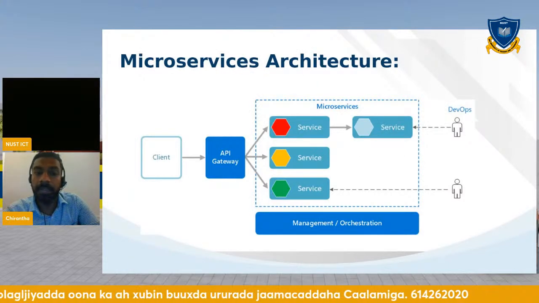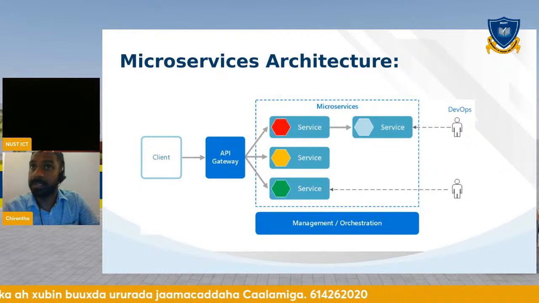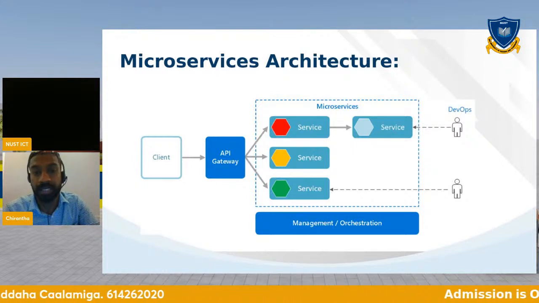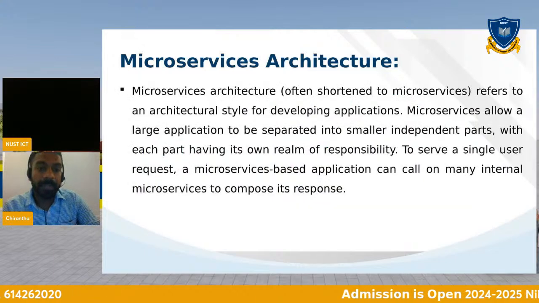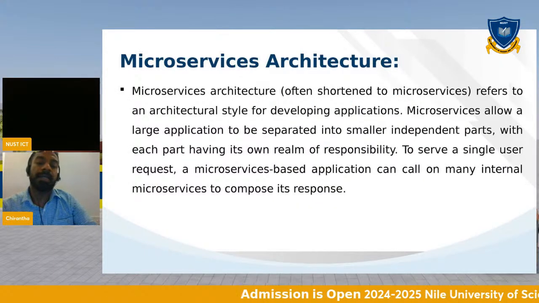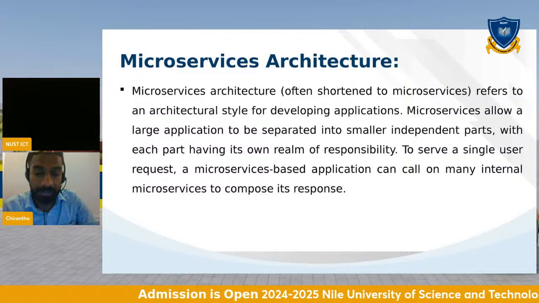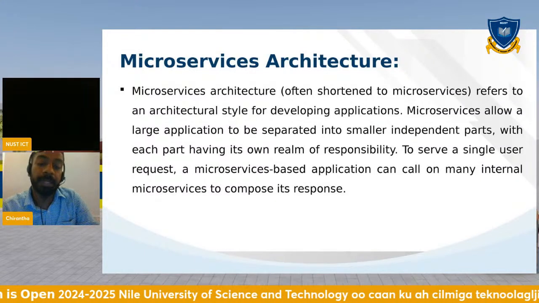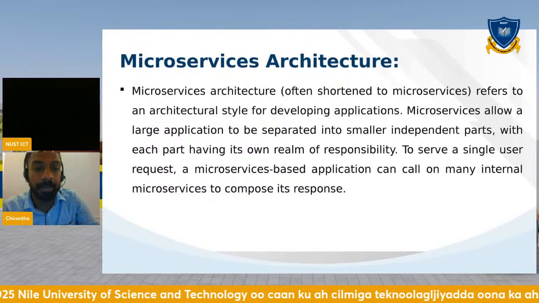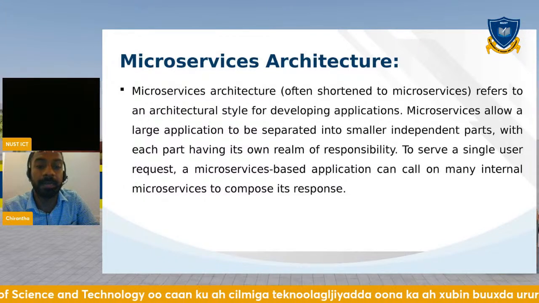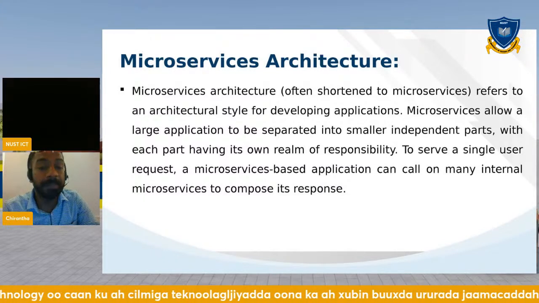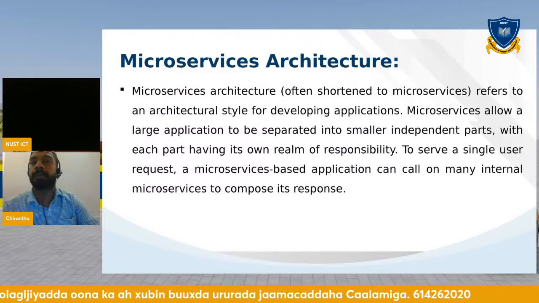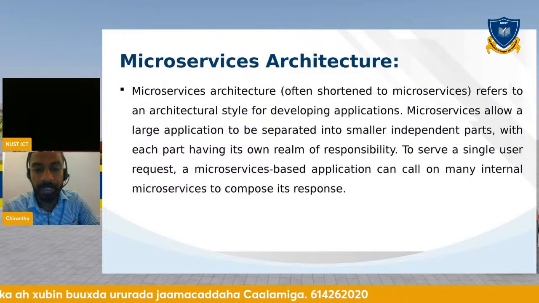So now we are going to discuss the microservices architecture. Definitely, the microservices architecture is going to overcome the limitations of the monolithic architecture. The microservices architecture refers to an architecture style for developing applications. Microservices allow a large application to be separated into smaller independent parts, with each part having its own realm of responsibilities. Each part has different responsibilities to serve.